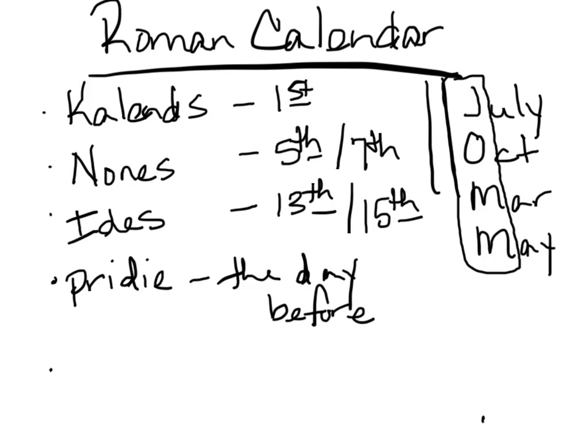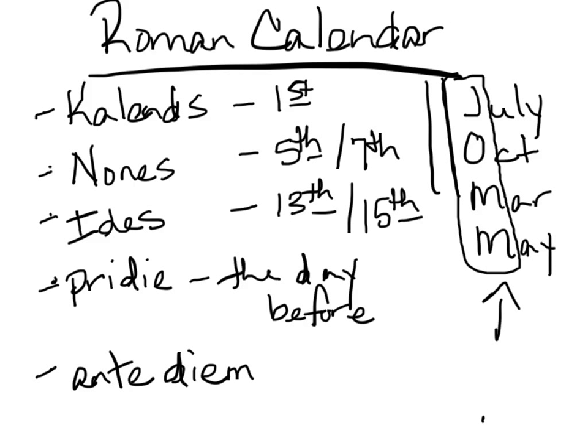And then we have this other term, ante diem, which is talking about the number of days before. And we will get to that in a minute. Basically, you just have to know that ante diem means some number of days that isn't 1 day before the calends, nones, or ides. So we have 1, 2, 3, 4, 5 terms and 1 exception. And those are the basics of the Roman calendar. On the next slide, we're going to see what to do with all this information.